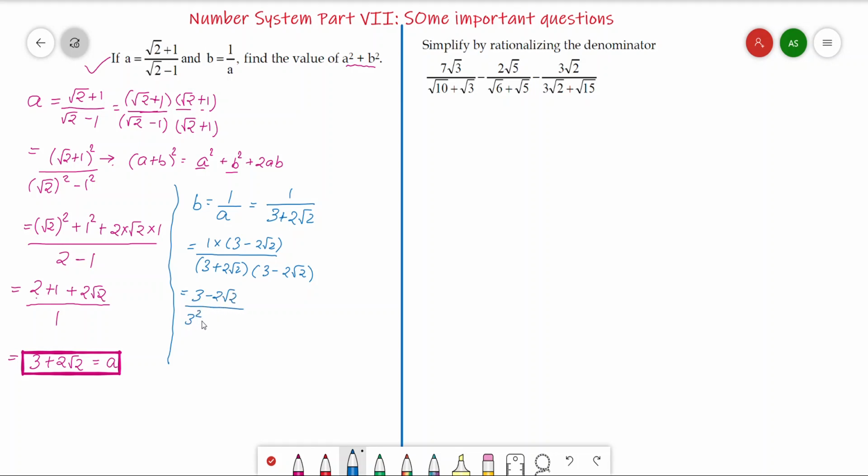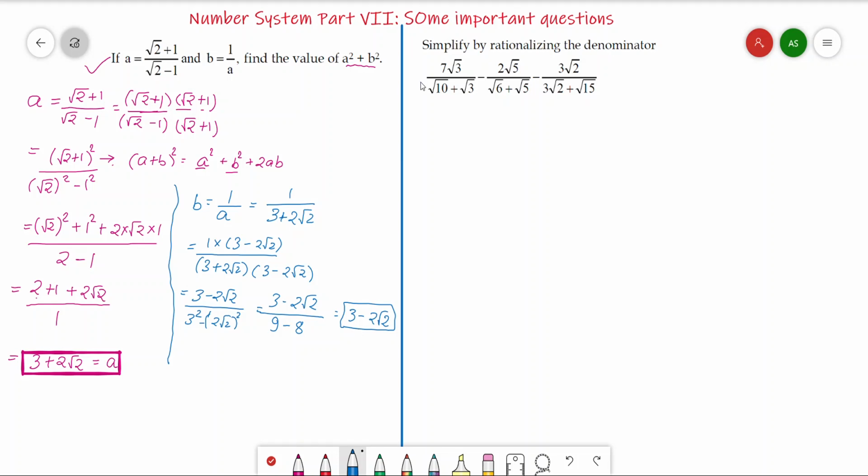3 square minus 2 root 2 whole square, which gives 3 minus 2 root 2 in the numerator, and in the denominator we'll get 9 minus 8, which ultimately gives us 3 minus 2 root 2. So we get the value of b as 3 minus 2 root 2.